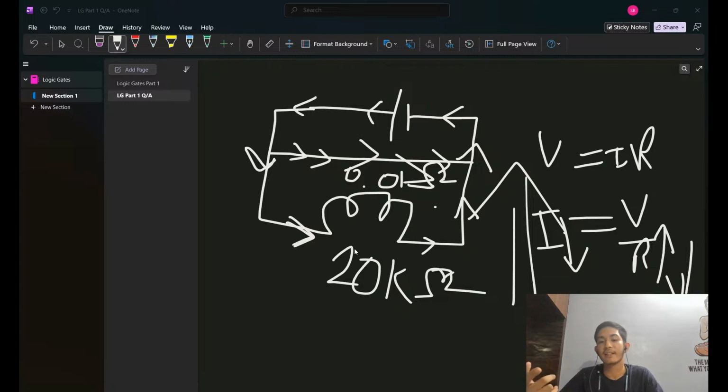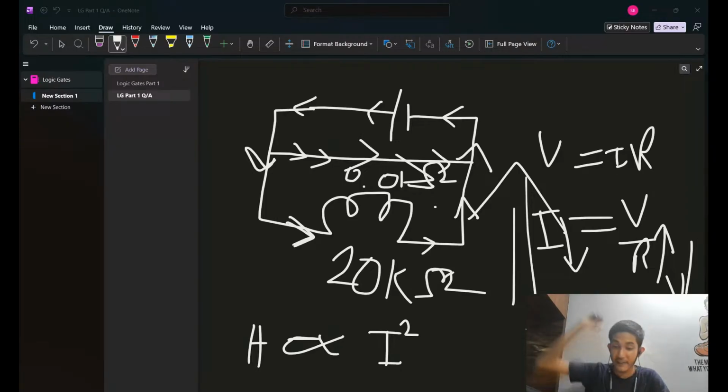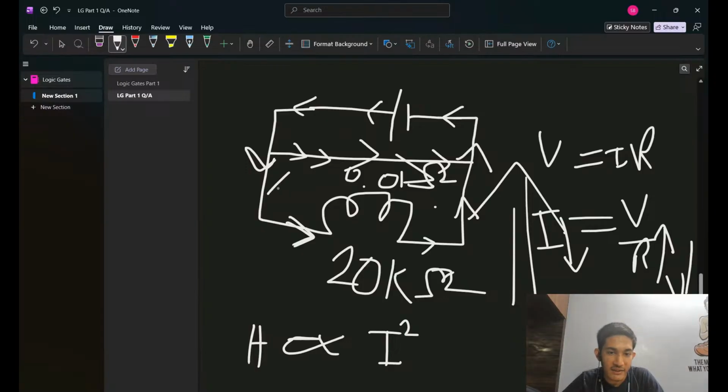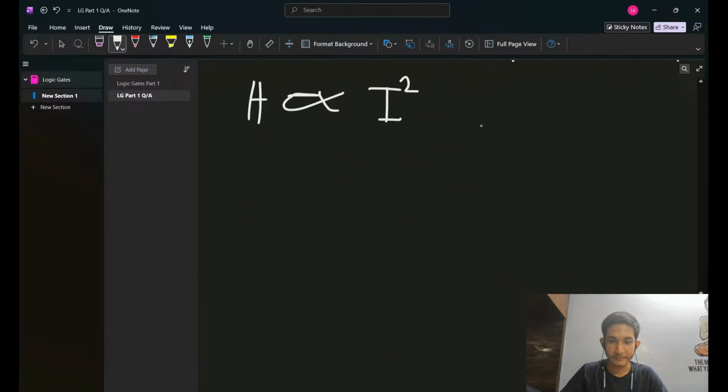Now, there's also another thing that says heat is directly proportional to I squared. So if I is very high, then heat will be very, very high. I'm not explaining in proper terms, but what I'm saying is that this will be very hot. That is what's called a short circuit. When the electricity has a path of lower resistance or a shorter path, it starts flowing through that, and that is called a short circuit.